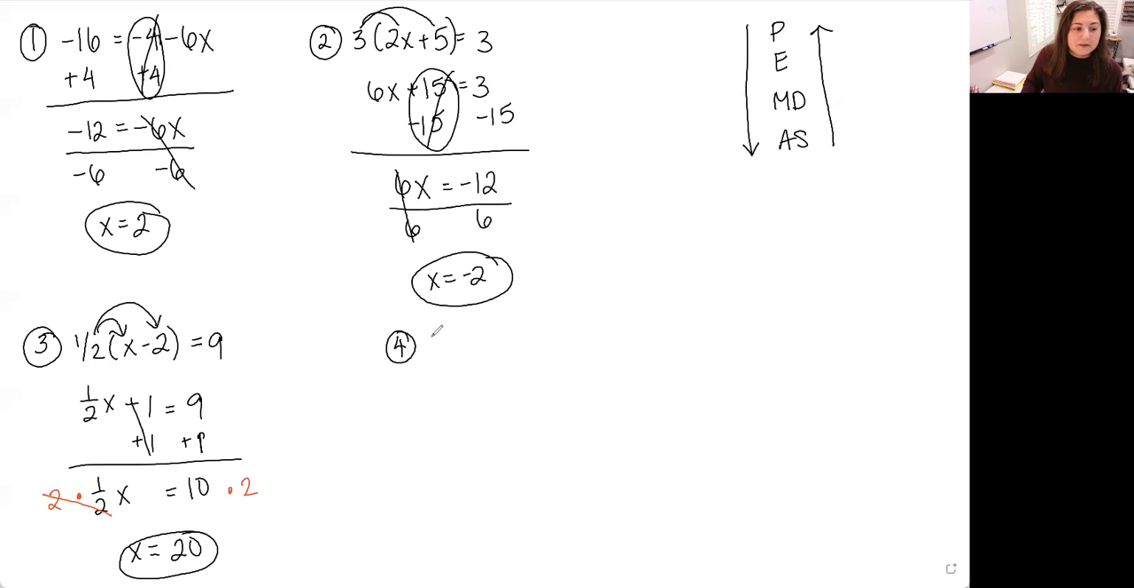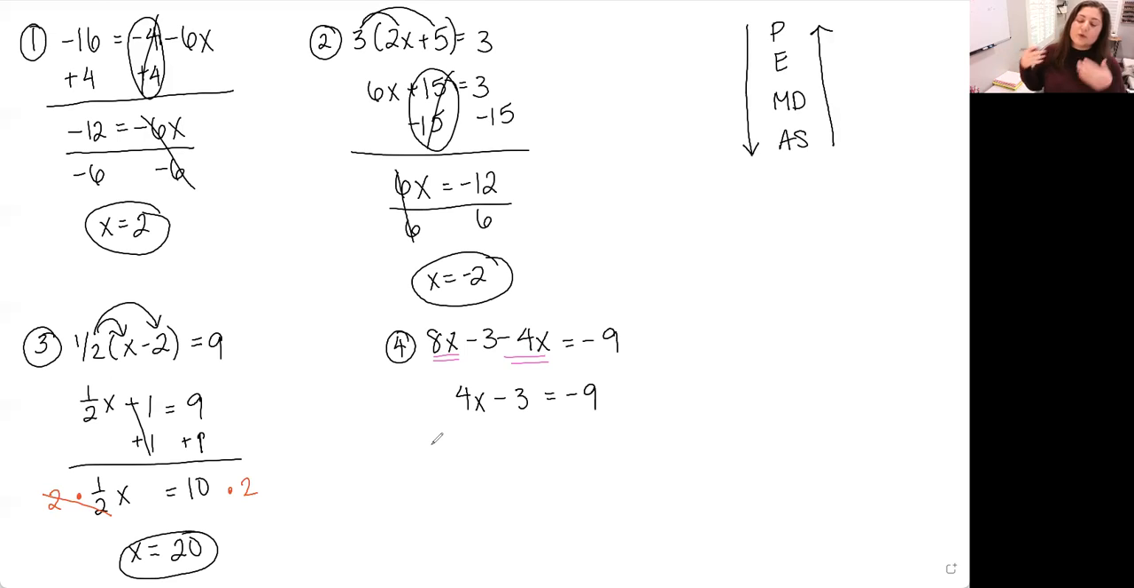Okay, let's take a look at number 4. So sometimes you're going to have to combine like terms before you could actually start with addition or subtraction. So let's take a look at this one. In problem 4, I have 8x and -4x as like terms. So I'm going to combine those first, and then I'm going to say, do I have addition or subtraction? Okay. So now I have 4x minus 3 equals -9 because 8x minus 4x is 4x.